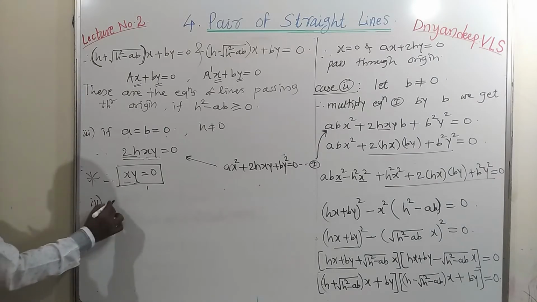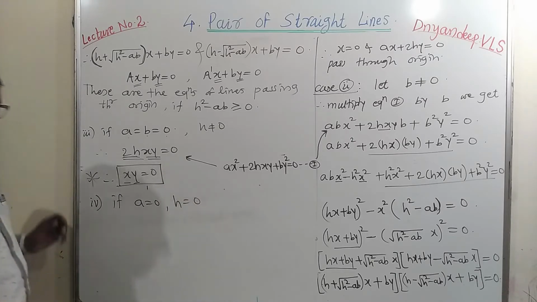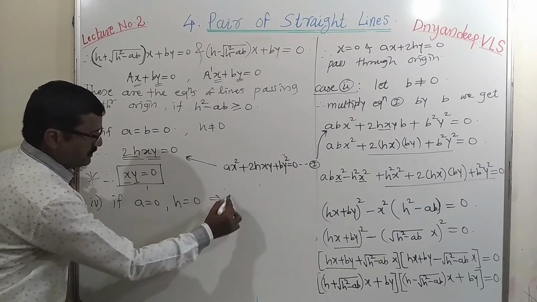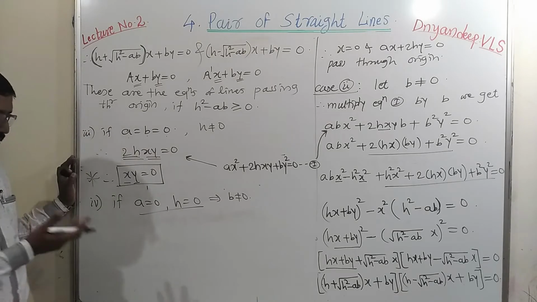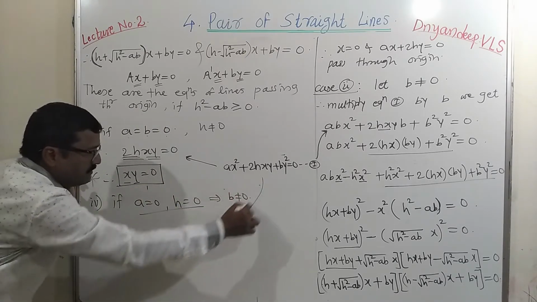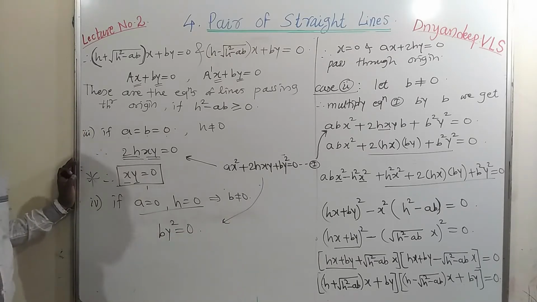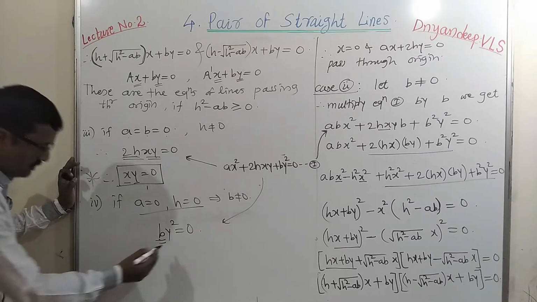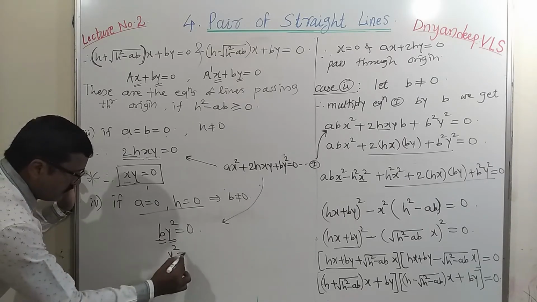Fourth case, if a equal to 0 and h equal to 0, for instance, what does it imply? B is not equal to 0, because we are talking about a and h only. It means b is obviously non-zero. So whenever b is not equal to 0, this equation will become by square equal to 0. But what is b? B is obviously non-zero. So the product b and y square is 0 and b is not equal to 0. It implies y square equal to 0.